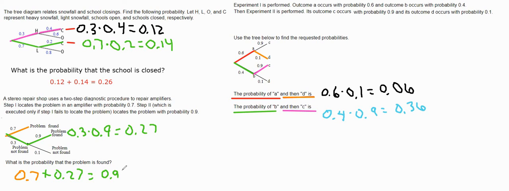do find the problem. And for this one, what we could have done is just found the probability that the problem is not found, and that would be the pink path, and that would be 0.3 times 0.1. And 0.3 times 0.1 is 0.03. So if there is a 0.03 chance the problem is not found, that means there's a 0.97 chance of the problem being found. It's the complement.